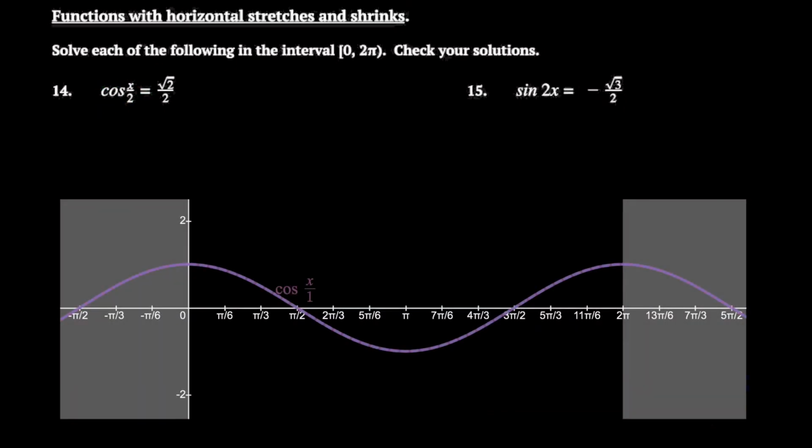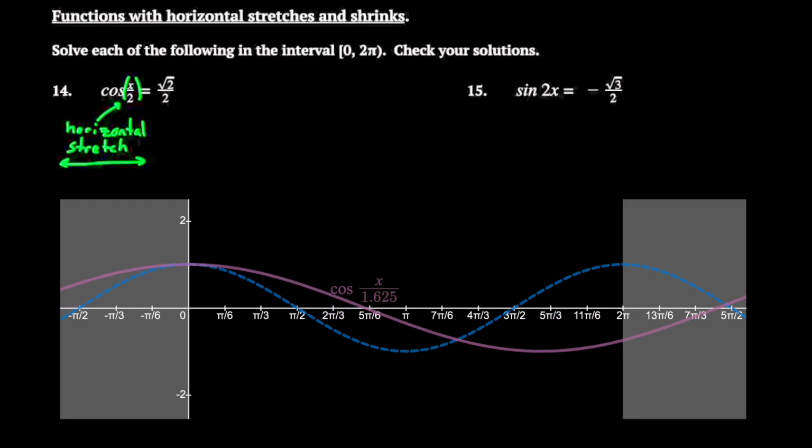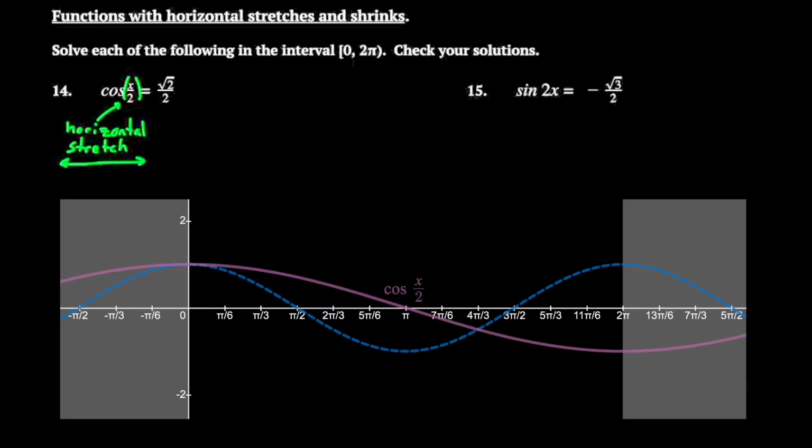Remember, cosine looks like this, and think about x over 2 as being like a horizontal stretch. You have to remember that the inside of the function always works the opposite of what you'd think. You'd think that dividing by 2 would make it smaller, but it actually horizontally stretches it out. And this 2x over here would actually be a horizontal shrink. So we have our cosine graph, and we stretched it out by 2.